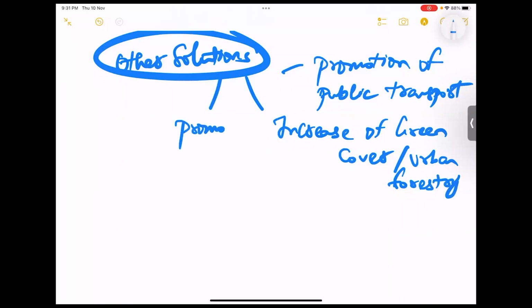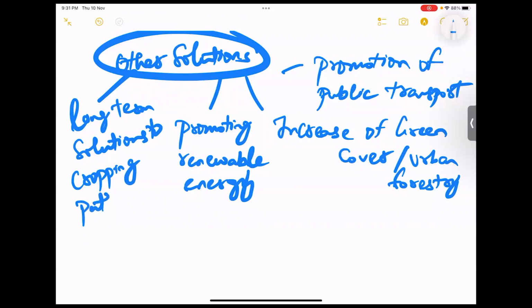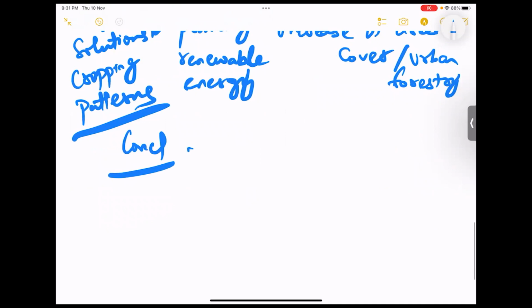Promoting renewable energy and long-term solutions to cropping patterns. Not stubble burning, you have to change the entire cropping patterns itself. That is the solution we are proposing. Any other solutions which you think are good, you can always provide.